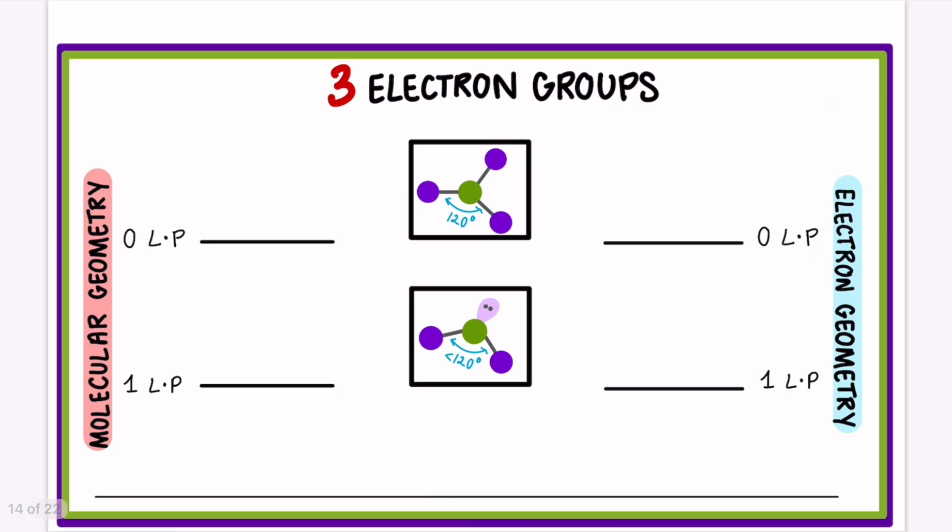For a molecule with three electron groups around the central atom, the electron geometry is called trigonal planar. And it remains the same no matter how many lone pairs are present, because electron geometry does not discriminate against lone pairs like molecular geometry does. The molecular geometry with zero lone pairs is also called trigonal planar. And the corresponding bond angle is 120 degrees.